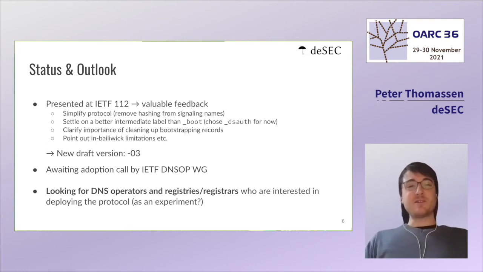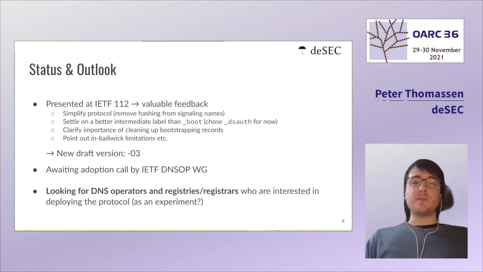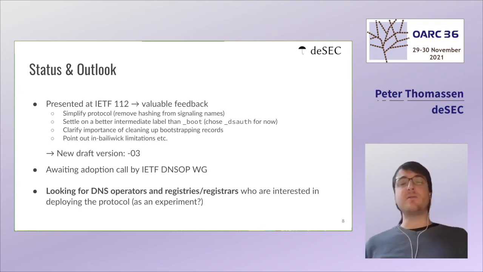So here's the status and outlook. We presented this at the IETF 112 meeting and gathered some valuable feedback. Based on that, yesterday we uploaded a new version of the draft to the IETF data tracker, in case anyone wants to look. The most significant changes are that earlier, the signaling names, which were encoded in the subdomains of _ds_auth, had a component that was hashed, which gives some edge case advantages, but was considered to be too complex. So the protocol was simplified. And now we only prepend the verbatim name of the target domain to this bootstrapping domain name.